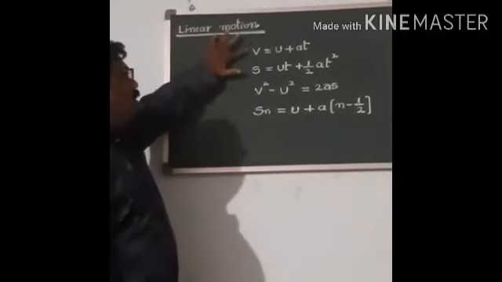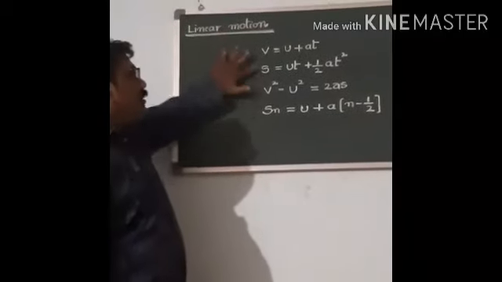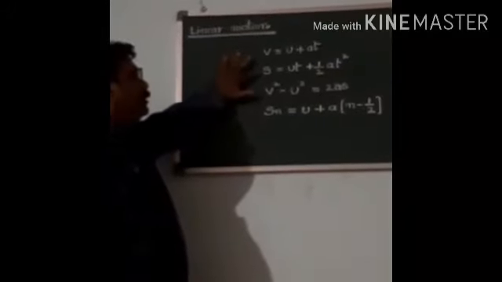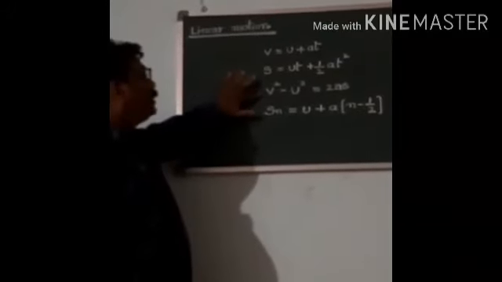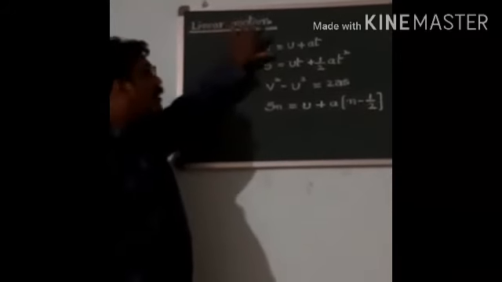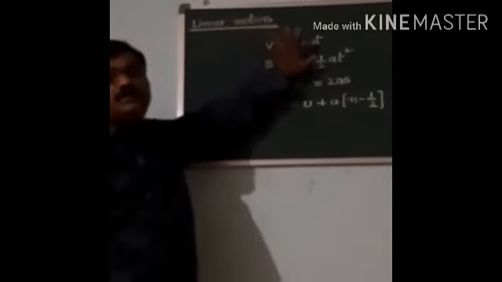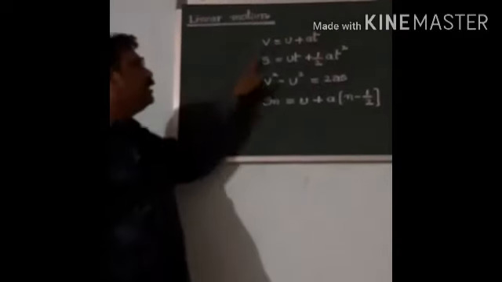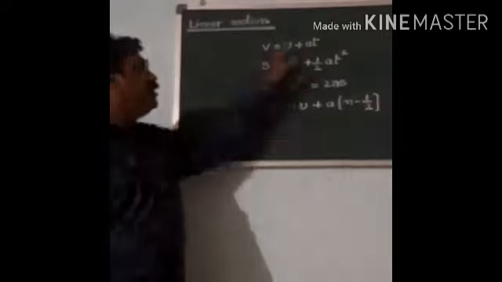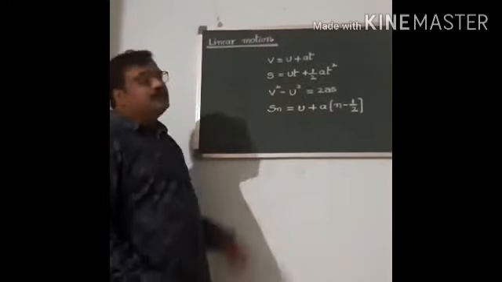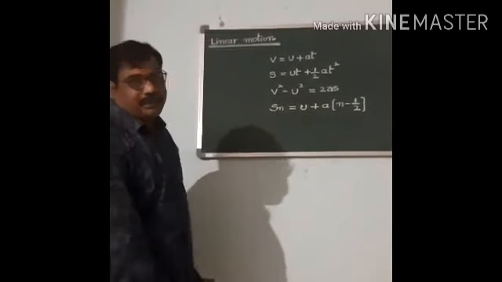These three equations of motion we already derived, and I have sent the information, so you have to read it. What is v? Final velocity. u is initial velocity, a means acceleration, t means time, and s means distance or displacement.